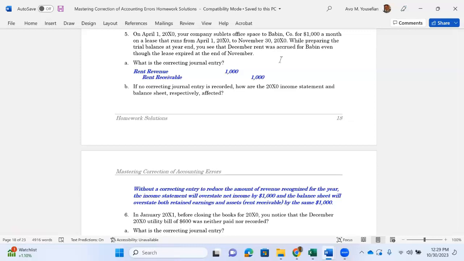Okay, so $1,000 a month. And the lease runs from April of 2020 all the way to November of 2020. Okay, so far so good. While preparing the trial balance at the year end, you see that December rent was accrued for Babbitt, even though the lease expired in November.